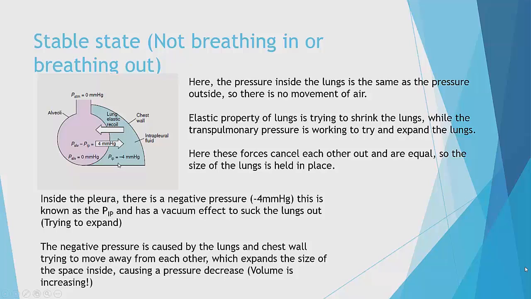As I said before, inside of the pleura, there's this negative pressure. Here it's about -4 millimeters of mercury. It's known as the PIP.